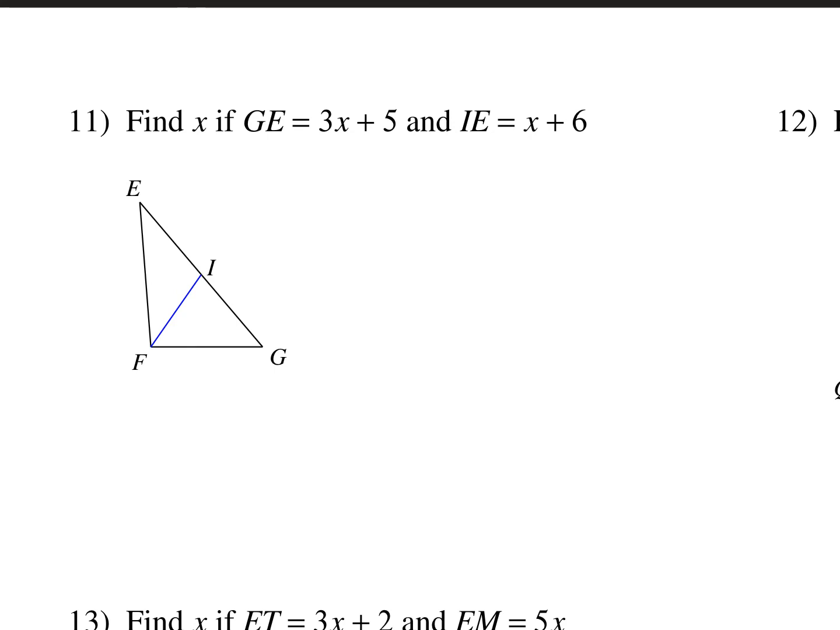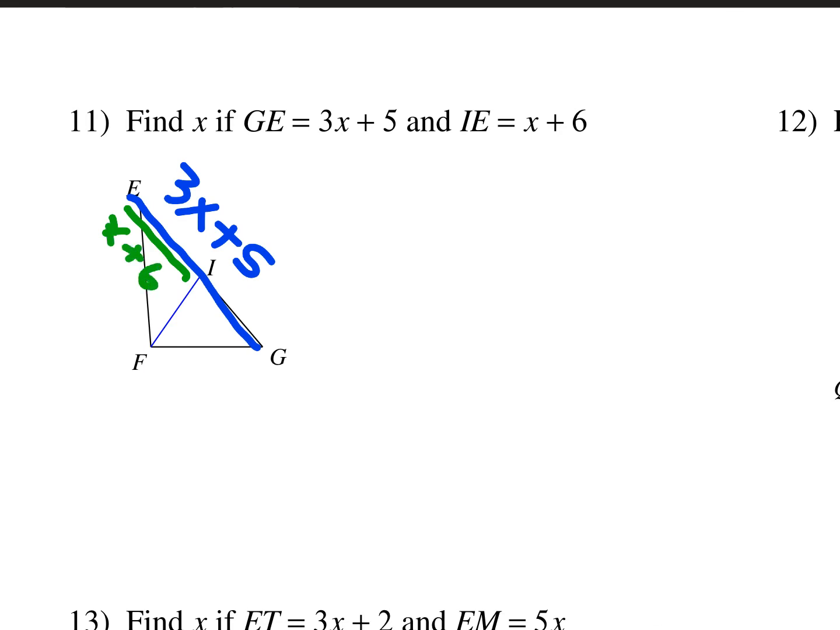So GE is the entire side, 3x plus 5. And IE, so IE is only halfway, is x plus 6.